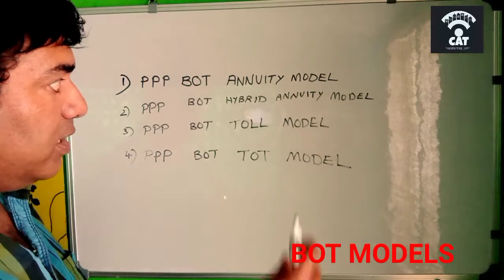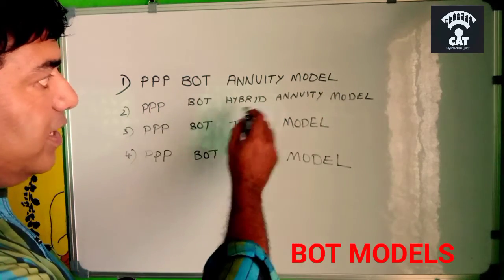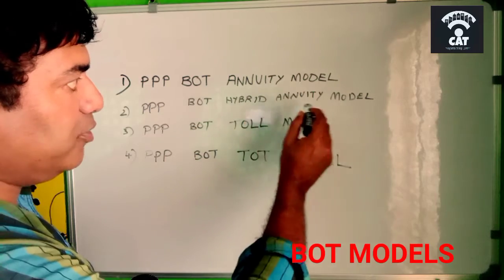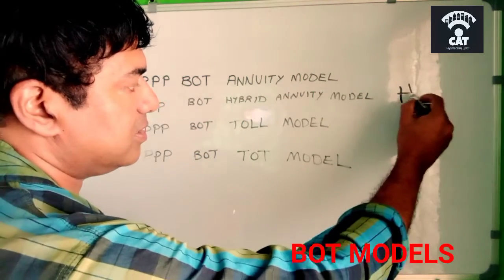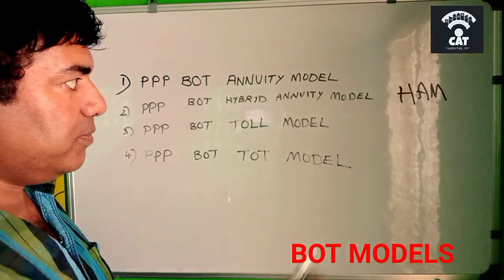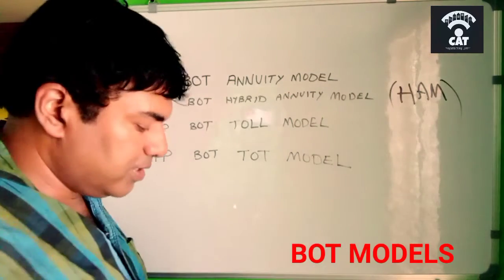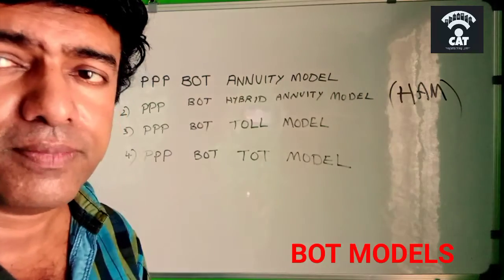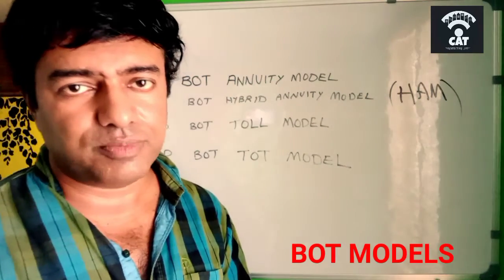The second one is the Triple P BOT hybrid model. Hybrid annuity model is called HAM, hybrid annuity model. We can write it as the Triple P BOT HAM model. Okay, so it is a bit different from the annuity model that I discussed before.